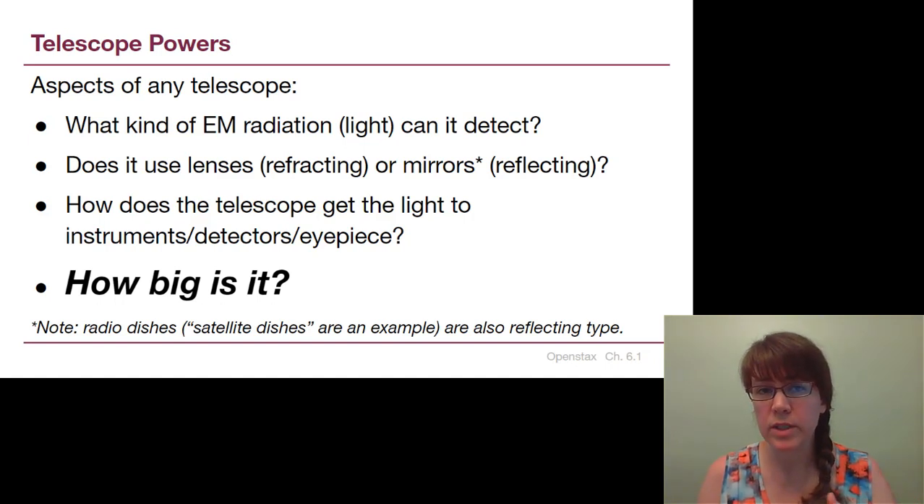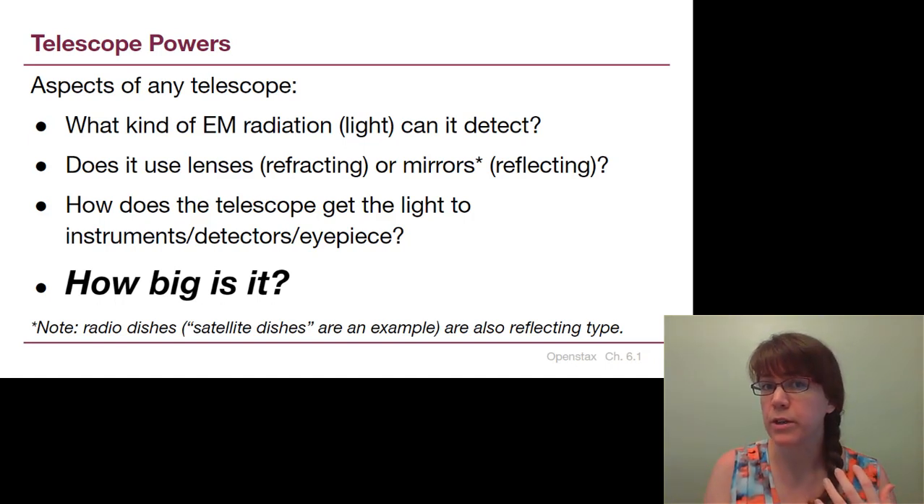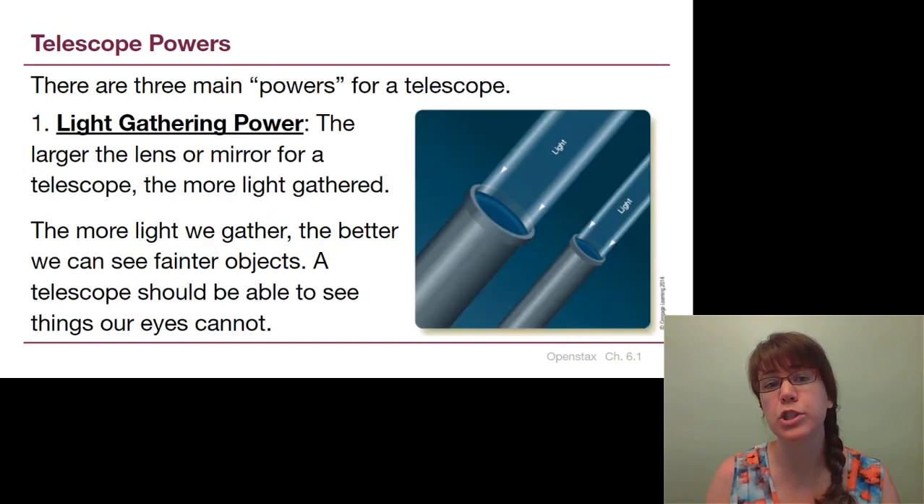So when we have a telescope that's smaller or bigger, the only major difference is cost. It is more expensive to properly machine a larger lens or a larger mirror than it is for a smaller one. Okay, so there's three main powers for a telescope, and we do need to know all three of these.